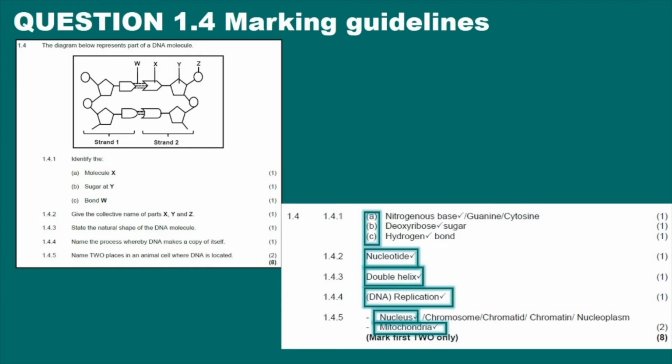If you write nucleus, chloroplast, and mitochondria, you have mentioned the 2 places where I find DNA in the animal cell. But in a question like this, they only mark the first 2. So even though mitochondria was mentioned, you mentioned it in the 3rd position, so I only mark number 1 and number 2.